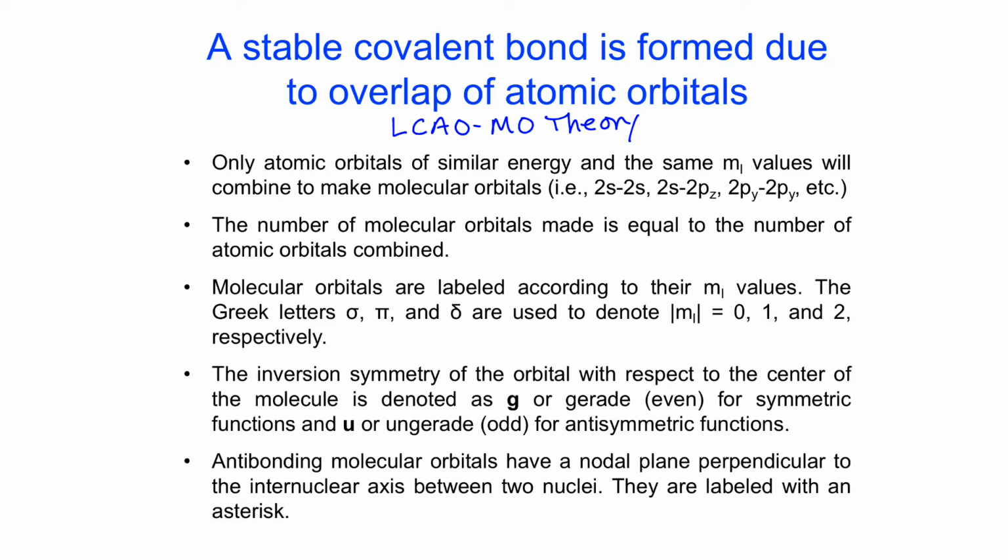Okay, so there are a few rules to keep in mind as you start to combine atomic orbitals to form molecular orbitals. The first thing to keep in mind is that only atomic orbitals of similar energy and the same m sub L values will combine to make molecular orbitals. So not every orbital is going to be able to combine to form a bond. You can't take a 1s orbital and form a bond with a 3py orbital. It's just not going to happen. So you have to be in similar energy and same m sub L values.